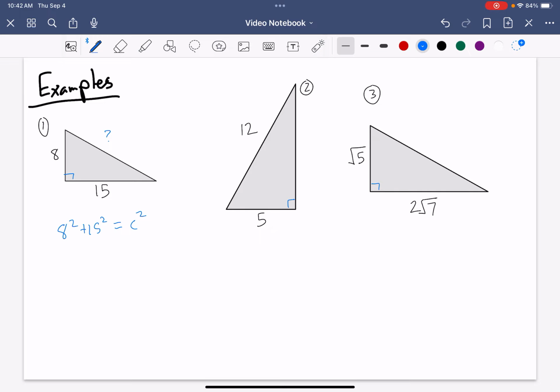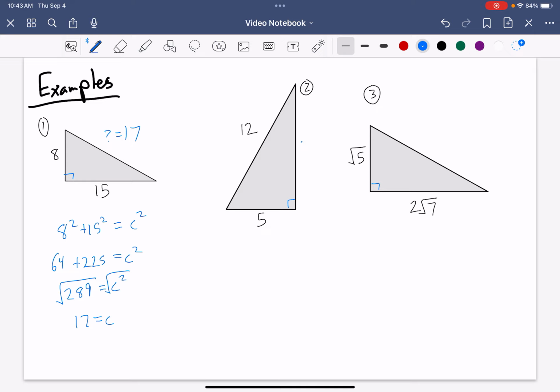So now I'm going to crunch my numbers. I'll get 64 plus 225 is equal to c squared. Add these together, I get 289. Now, I recognize that as, you take the square root, that's 17. So this is equal to, oops, not c, 17. So I can use the Pythagorean theorem to find the missing hypotenuse.